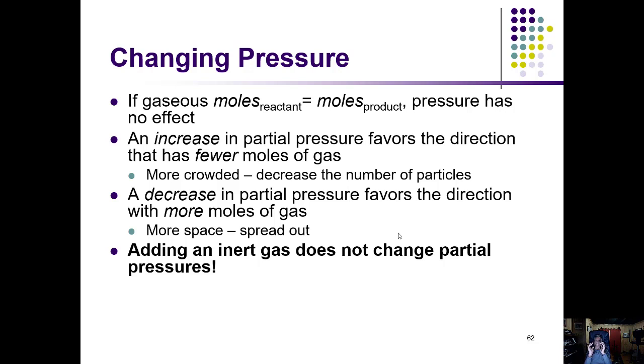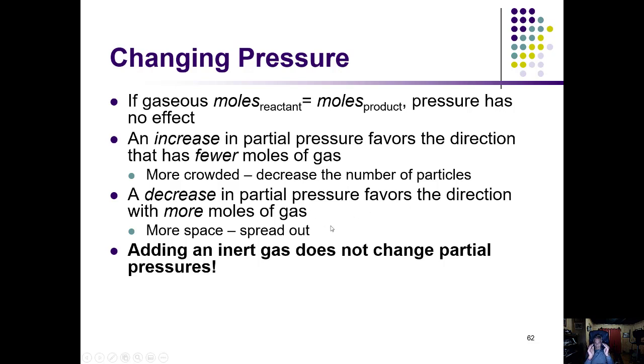And it shifts toward that side because it's less crowded with the fewer moles of gas. And so it relieves some of that increase of partial pressure. The side with more moles is more crowded, and so we want to get rid of some of those moles. So it shifts to the side with fewer moles. A decrease in the partial pressure favors the direction with more moles of gas.